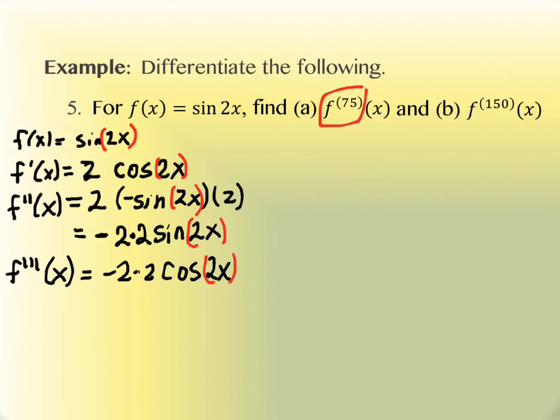And then what's the derivative of 2x? 2. My next step, I'm just going to move that 2 in front with the other two 2's. So there's going to be 3 2's there now. So I have negative 2 times 2 times 2. There's 3 of them. Cosine of 2x.